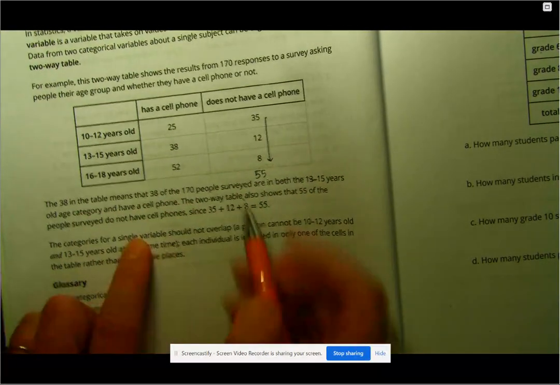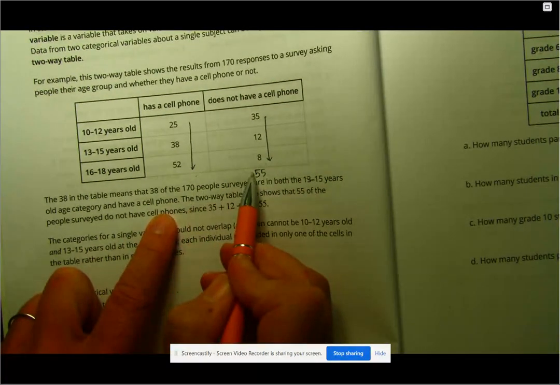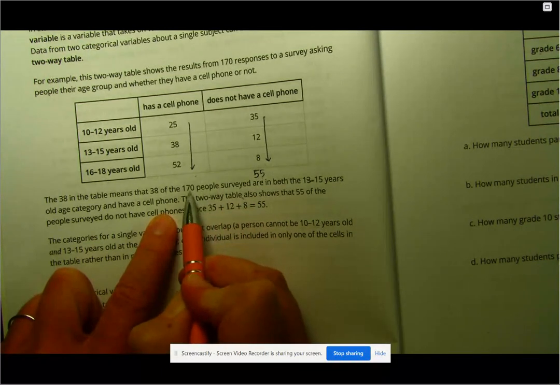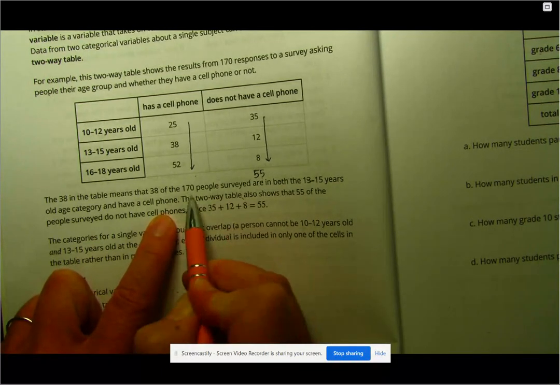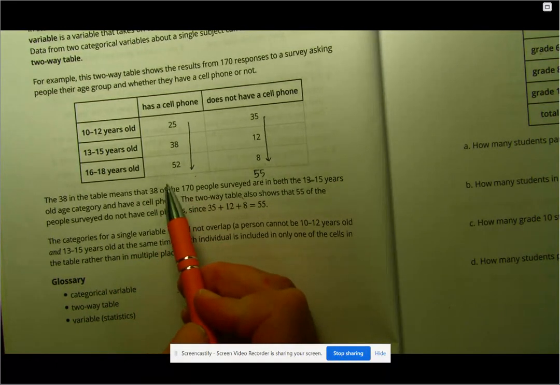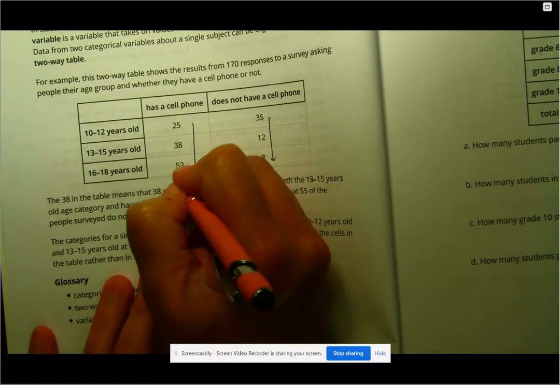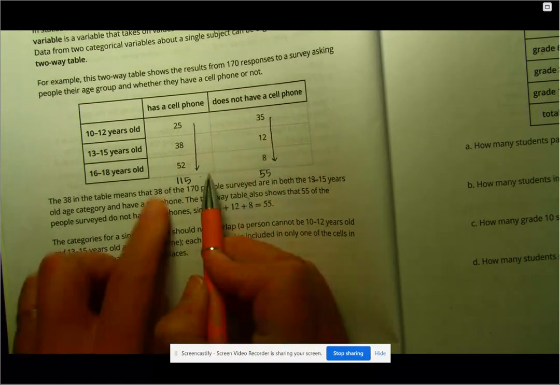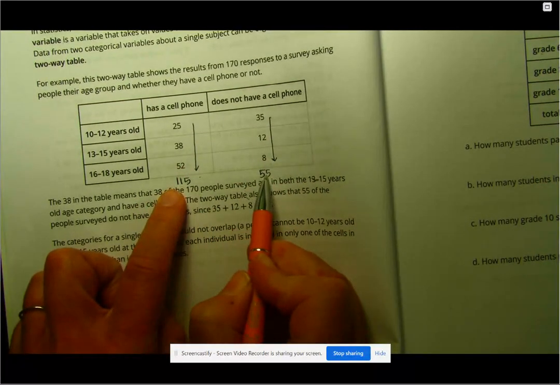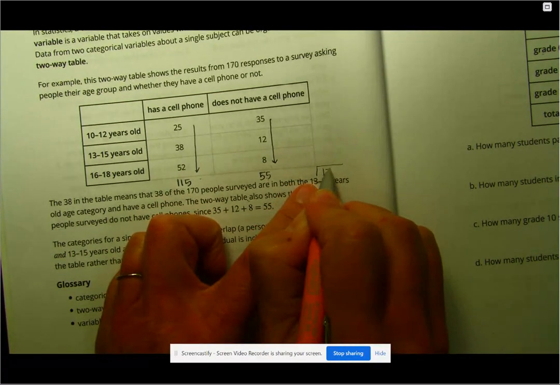Okay. You could also add this up. It should be the remaining people that don't have a cell phone. The rest of them should. And we know there's 170. It's just the leftovers. We can also just add this up. 25 plus 38 plus 52, 115. These two together should equal all the people surveyed. And a nice spot to put that is like in that corner, 170.